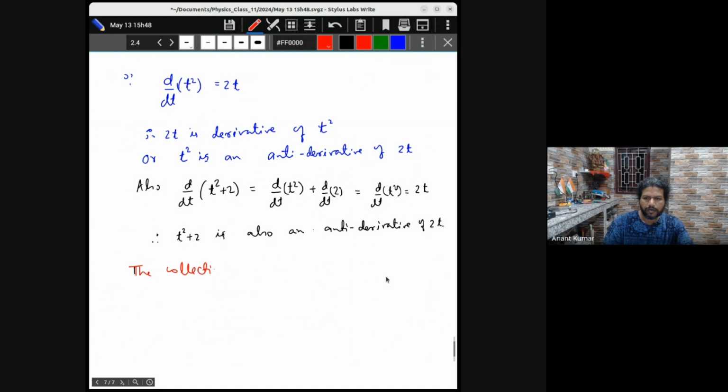The definition does not matter much to us; what we are interested in more is the process actually. But just for the sake of completion, let me write it down. The collection of all antiderivatives is called the indefinite integration, or indefinite integral. So this is actually already a function.